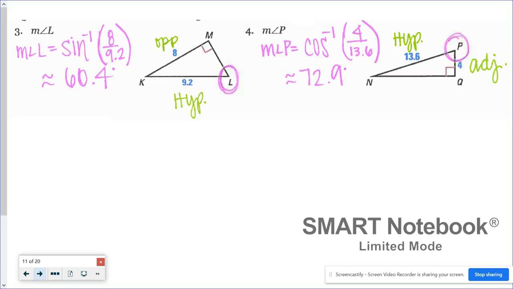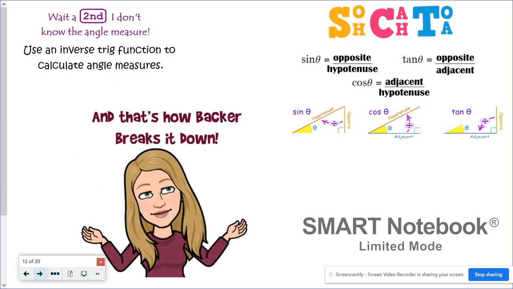Okay, so in number 3, I wanted to know angle L. What do I know? I know the opposite. I know the hypotenuse. So that's sine. Sine is the opposite over the hypotenuse. So I'm using the inverse sine because I don't know what the angle is. And then on my calculator, I'm going second sine 8 divided by 9.2, and that's how I got 60.4. In number 4, we're using cosine because we're working with the adjacent and the hypotenuse. So the inverse cosine of 4 divided by 13.6. So yeah, second cosine 4 divided by 13.6. That's how you're getting the 72.9 degrees.